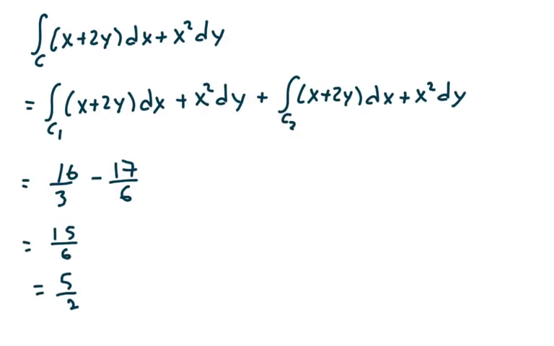I take the integral over c of x plus 2y dx plus x squared dy. That's the integral over c1 of x plus 2y dx plus x squared dy plus the integral over c2 of x plus 2y dx plus x squared dy. And that's 16/3 minus 17/6, which is 5/2.